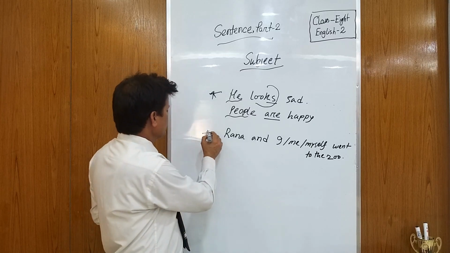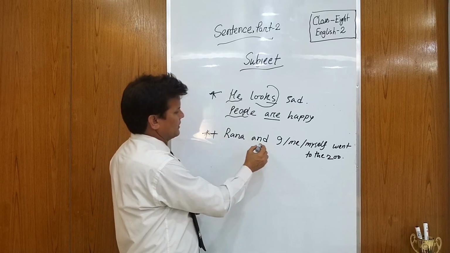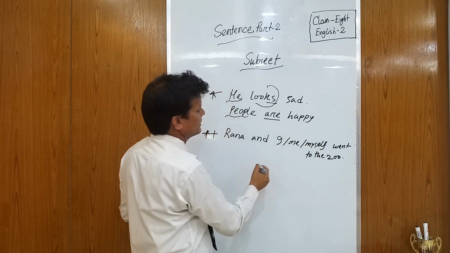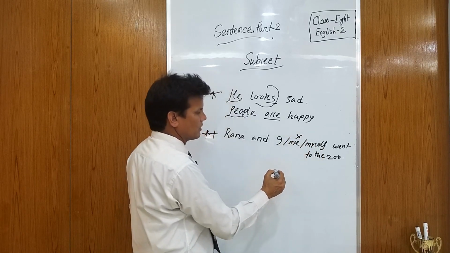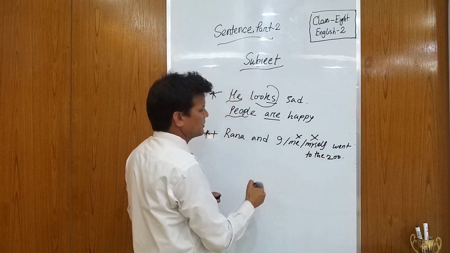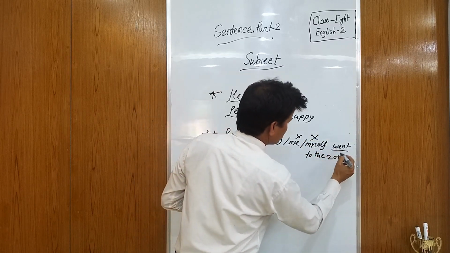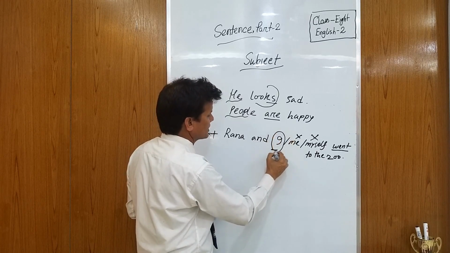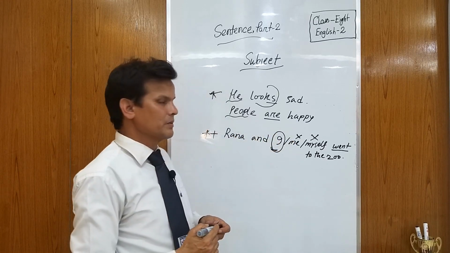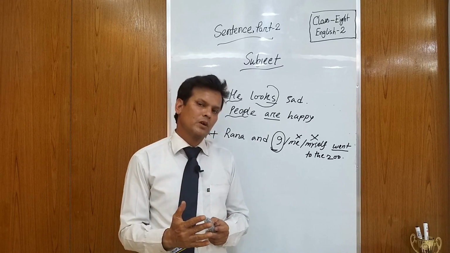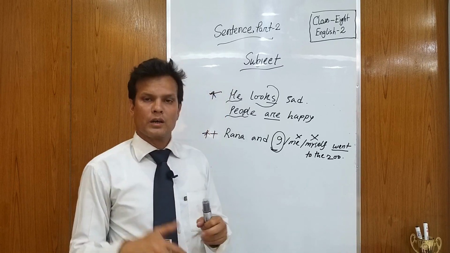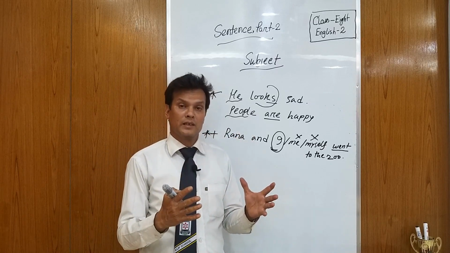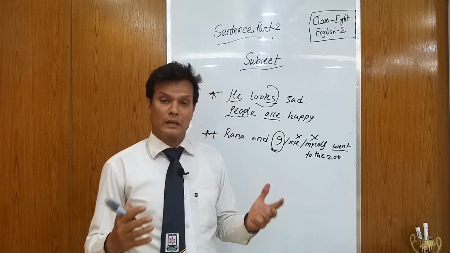And here is another thing. Rana and I, or me, or myself. Here me is wrong and myself is wrong, because before a verb we should use the subjective pronoun, not possessive nor double possessive or reflexive. So subject is a vital thing, so we should bear it in our mind.